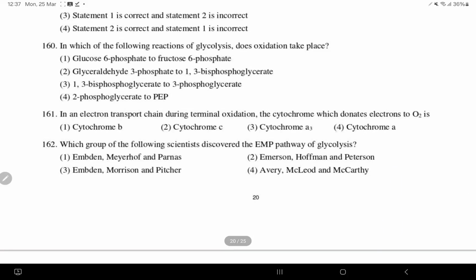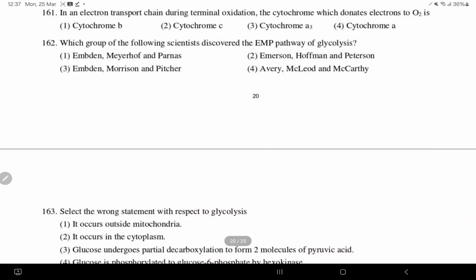In which of the following reactions of glycolysis does oxidation take place? Glyceraldehyde 3-phosphate to 1,3-bisphosphoglycerate, during which the oxidation will take place. Option 2 is right. In an electron transport chain during terminal oxidation, the cytochrome which donates the electrons to O2 is cytochrome a3. Which group of scientists discovered the EMP pathway of glycolysis? Embden, Meyerhof, Parnas. Option 1 is right.